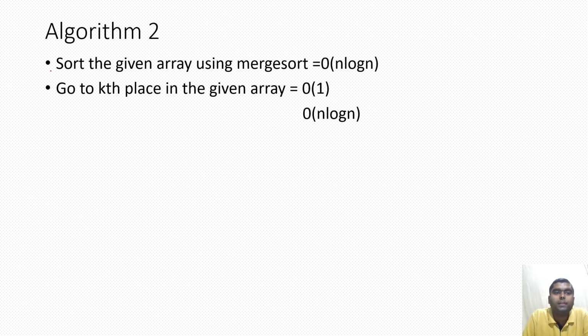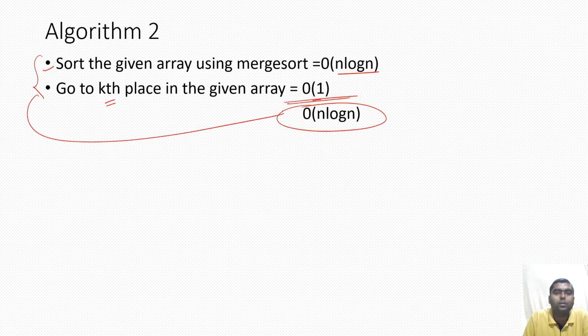Next, we first sort the elements. Sort the given array using merge sort, which takes order of n log n time, and go to the kth place directly and pick the element. This is order of 1. So finally, these two steps take overall order of n log n time. We reduced the time of this problem from n squared to order of n log n.